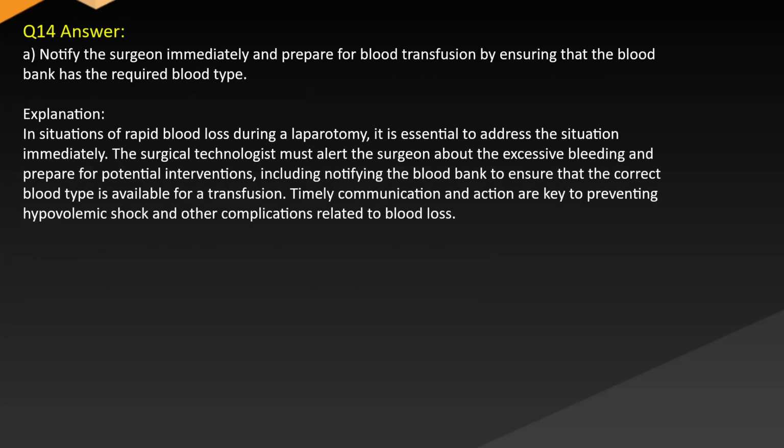Answer: A. Notify the surgeon immediately and prepare for blood transfusion by ensuring that the blood bank has the required blood type. Explanation: In situations of rapid blood loss during a laparotomy, it is essential to address the situation immediately. The surgical technologist must alert the surgeon about the excessive bleeding and prepare for potential interventions, including notifying the blood bank to ensure that the correct blood type is available for a transfusion. Timely communication and action are key to preventing hypovolemic shock and other complications related to blood loss.